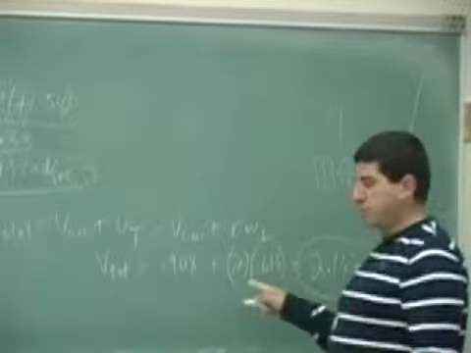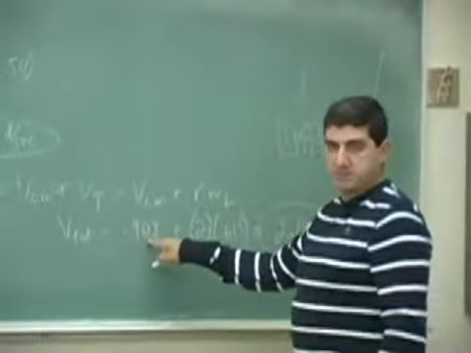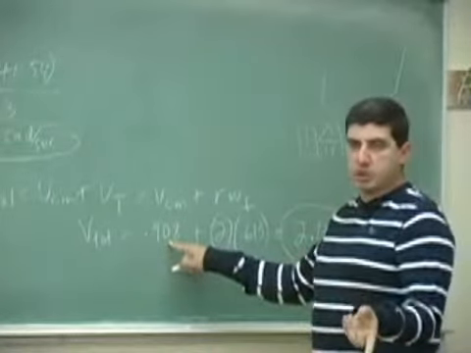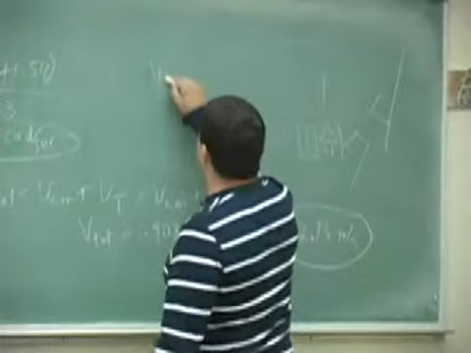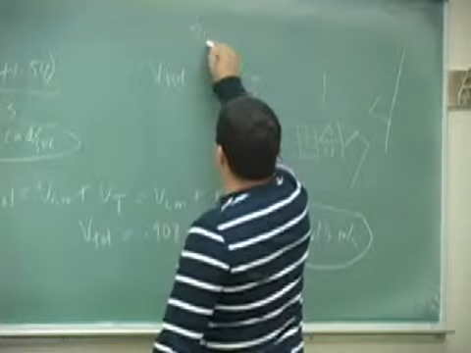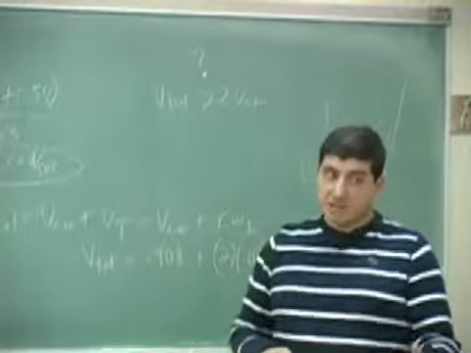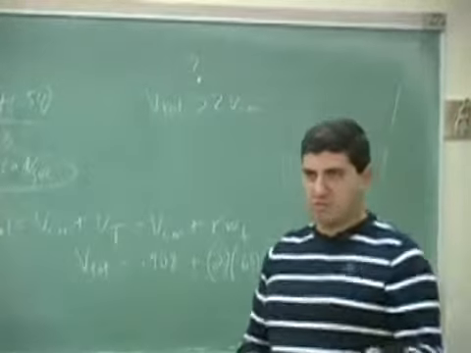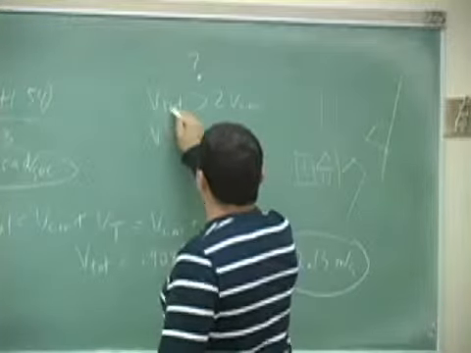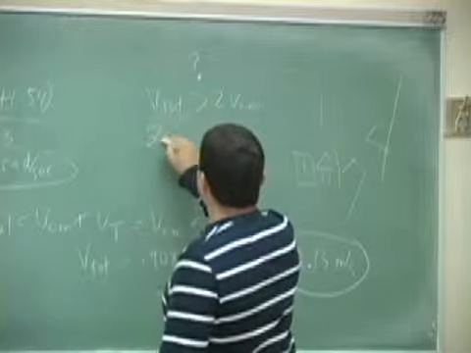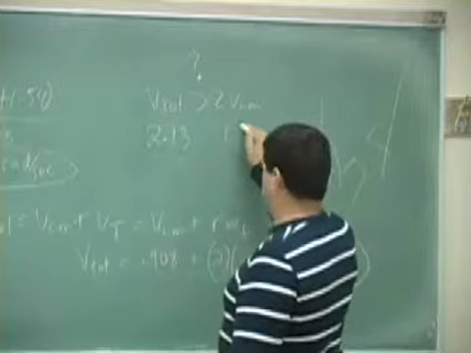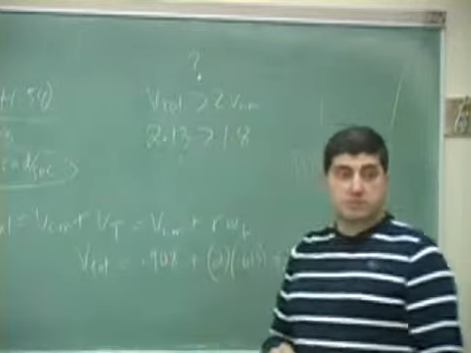How about the ratio, though? Is this more than double that? Because that's what determines if it's more translation or more rotation. So is V total more than twice V center of mass? We'll put a little question mark here. If it is, then there's more rotation than translation. Okay? So this one is equal to 2.13, right? This one is equal to twice this, which is 1.8. Yeah, it's quite bigger.